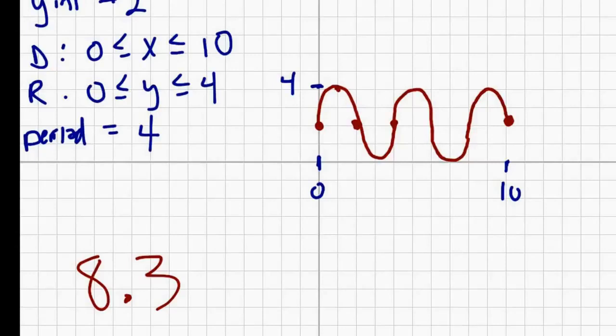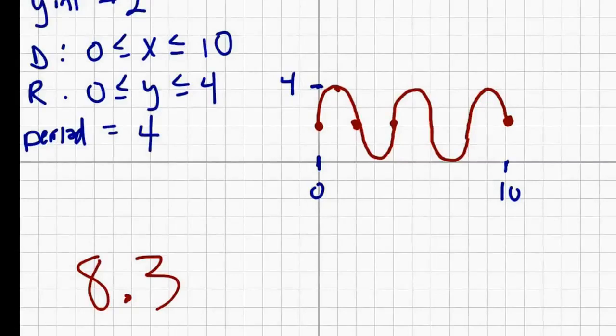Tomorrow what we're going to do is some regression on real life situations, figure out the regression equation and tie that into how it relates to our midline, amplitude, and period as well.